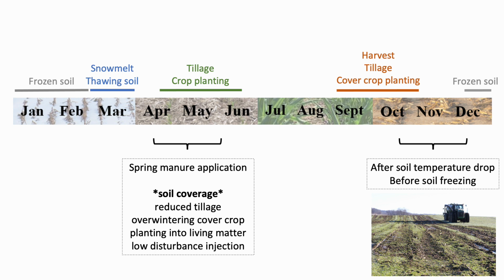Another spreading window is in the fall, and if possible, it's best to spread during the sweet spot, which is when the soil temperature cools in October, but before soil freezes in December. When the soil cools, nitrifying bacteria activity slows down. This can help reduce nitrogen leaching to groundwater. When soil freezes, infiltration is greatly reduced, and nutrients are highly susceptible to running off the field.